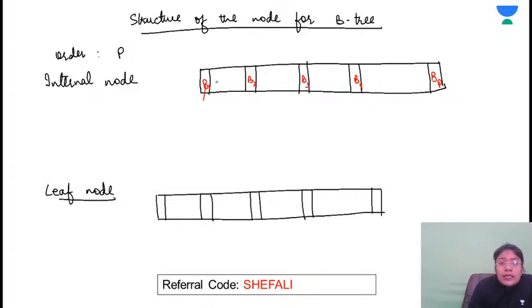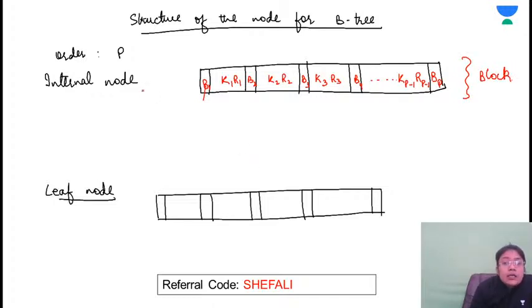Now, how many keys are possible? Let's assume key 1, R1. With every key, there is a record pointer. The record pointer tells where that particular key is stored in the database. So we have here key 3, R3, and so on. So here we have key P minus 1 and record pointer P minus 1. Now this one node should fit in one block, right? This should fit in one block.